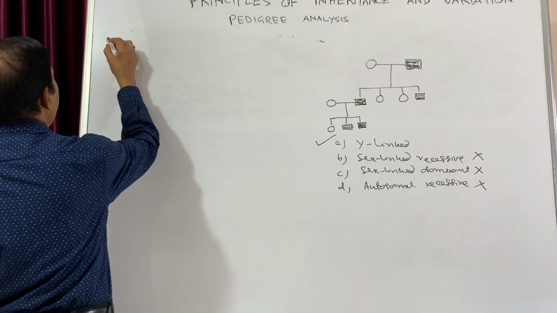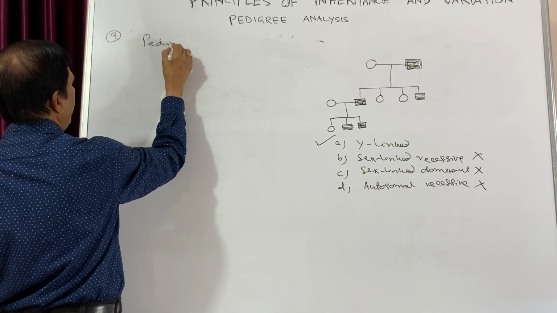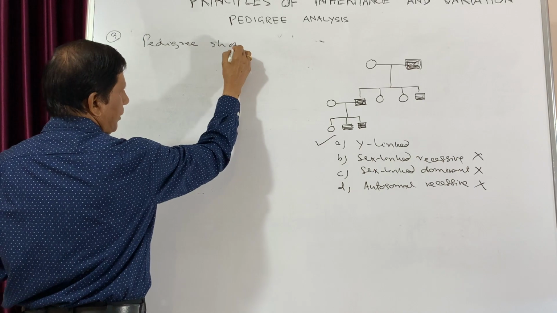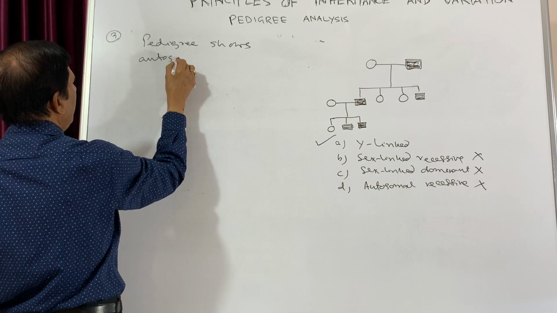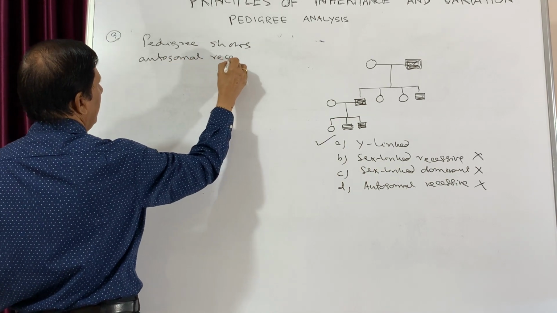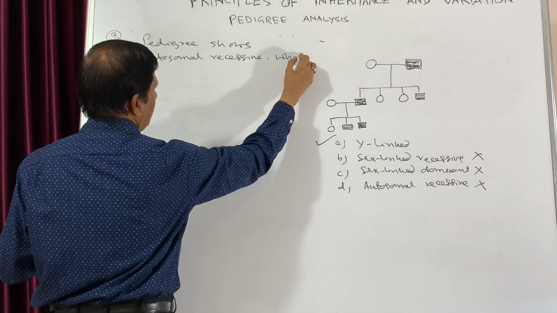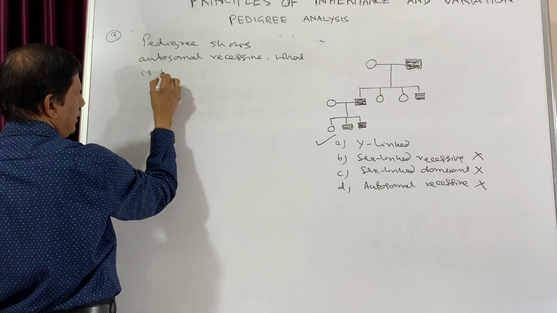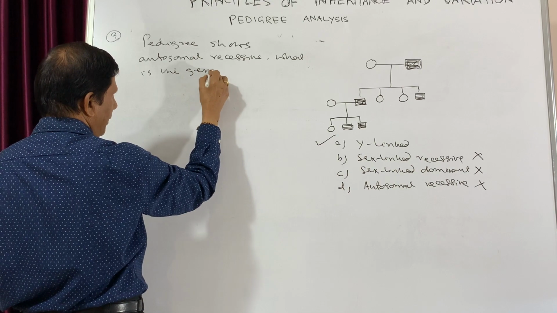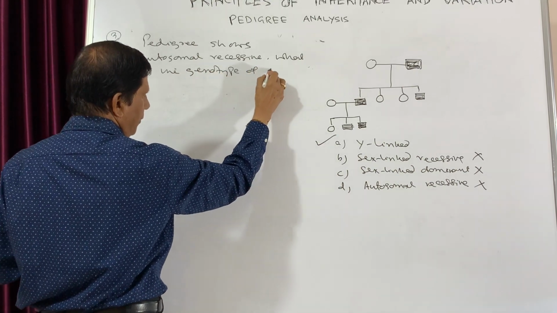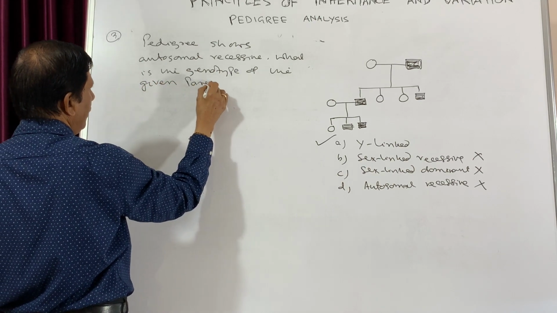So the third one. Now the pedigree shows autosomal recessive. Autosomal recessive. Then the question is, what is the genotype of the given parents? What is the genotype of the given parents?